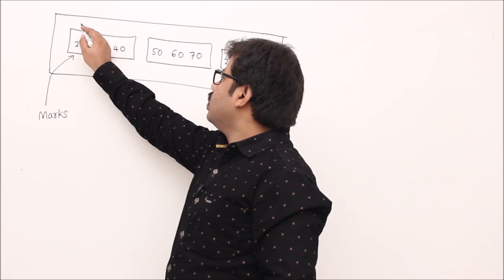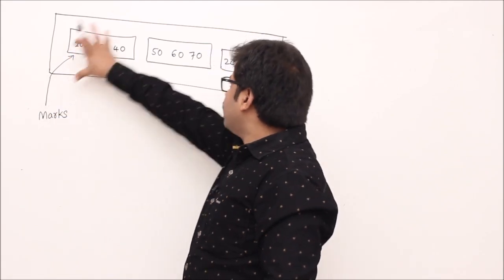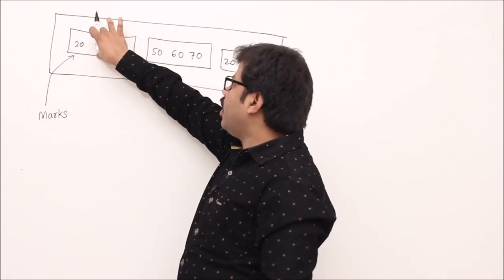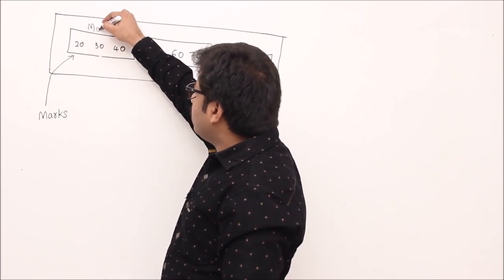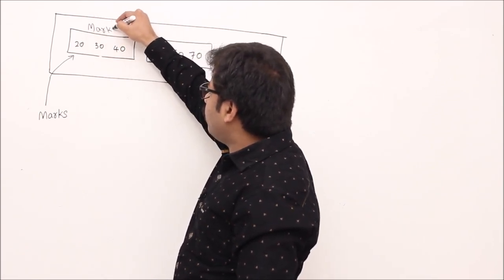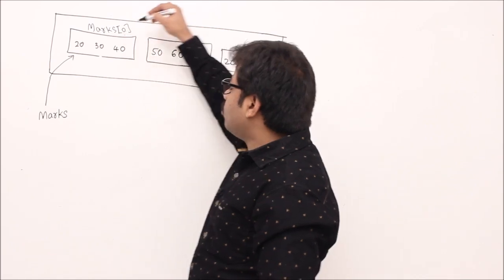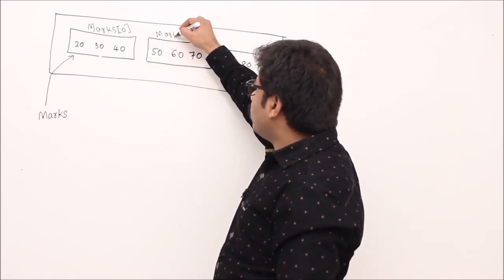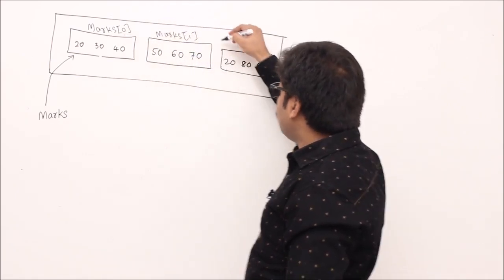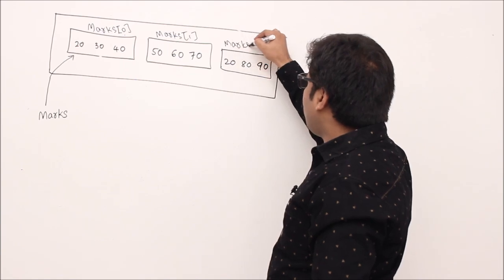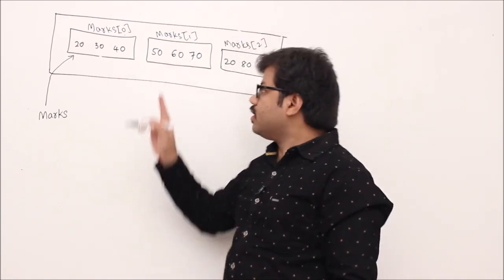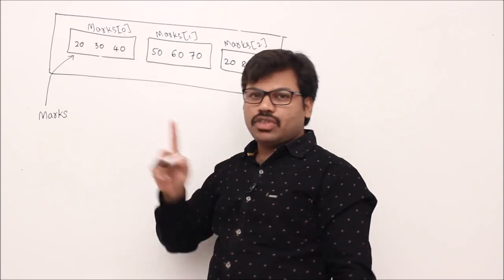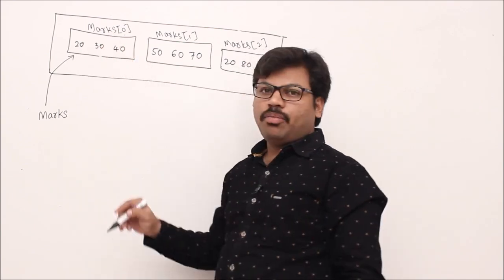If this entire thing is marks, then what is this one-dimensional array? This one-dimensional array can be accessed using the syntax marks of 0. We know that, of course. This is marks of 1. This is marks of 2. Again, marks of 0, marks of 1, marks of 2 are referring to arrays, like a one-dimensional array. Marks of 0 behaves like a one-dimensional array pointer.